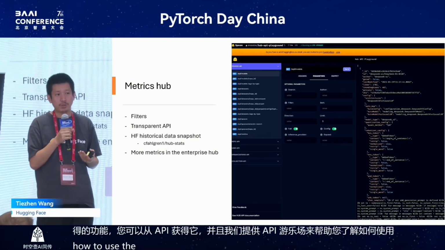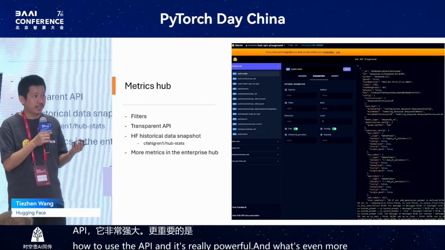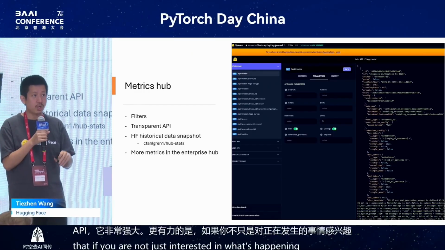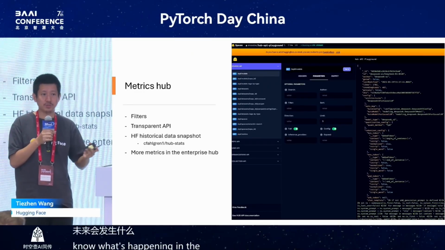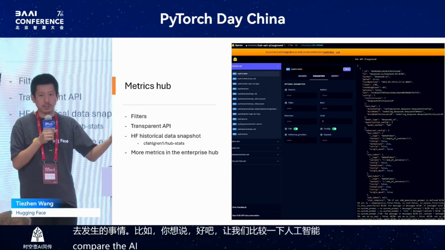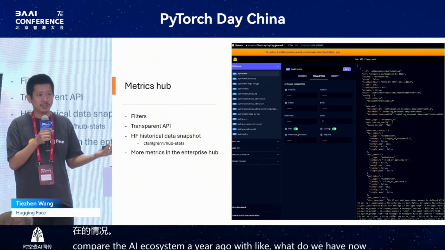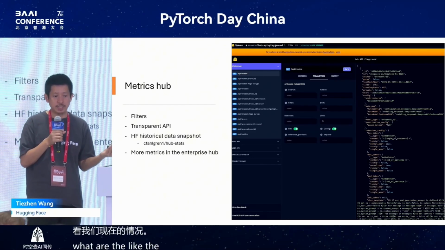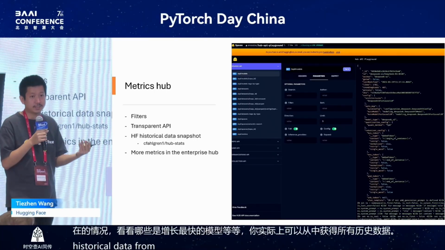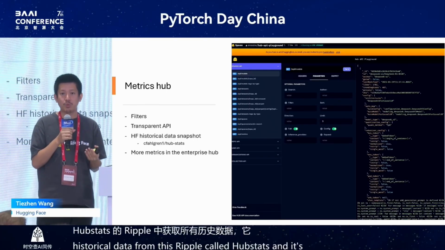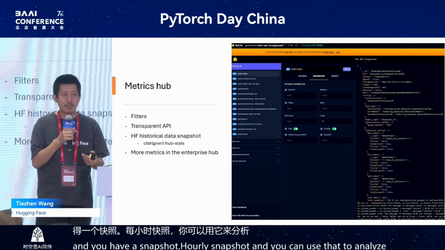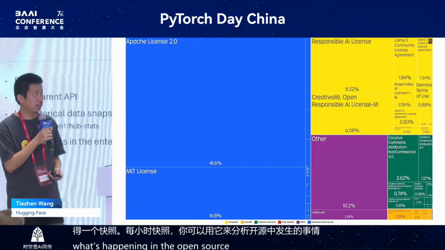It's really powerful. And what's even more powerful is that if you are interested not just in what's happening right now but in what happened in the past, for example, you want to compare the AI ecosystem a year ago with what we have now and see the fastest growing models, you can get all the historical data from this repo called Hub Stats. It's refreshed every hour, you have an hourly snapshot, and you can use that to analyze what's happening in the open source world. I will give you some examples.